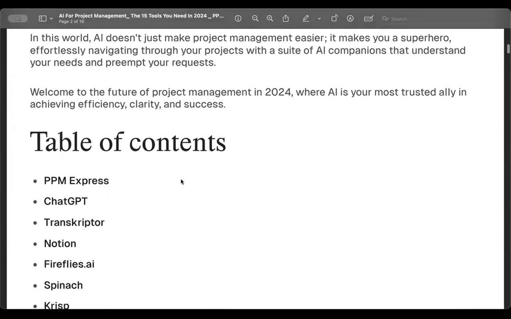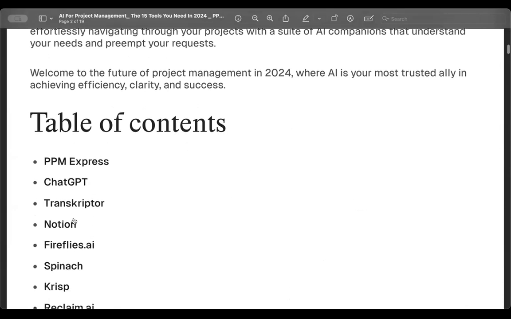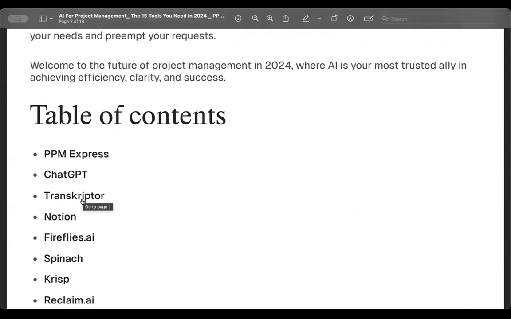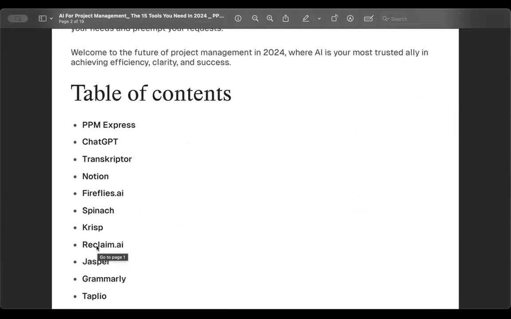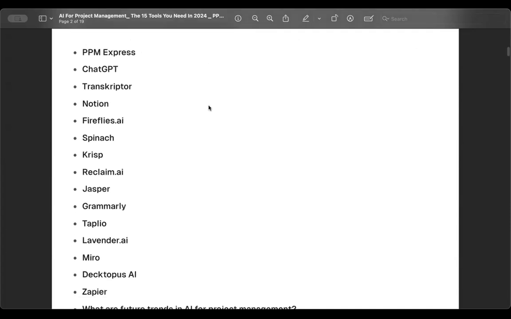Okay, no need for the table of contents. These are the important things we have. First PPM Express, and then ChatGPT, and then Transcriptor, Notion, Fireflies.ai. These are the tools. Welcome to the future of project management in 2024, where AI is your most trusted ally in achieving efficiency, clarity, and success. PPM Express is some kind of introduction about themselves. Starting from ChatGPT, Transcriptor, Notion. Notion, anyway, I have also used it.